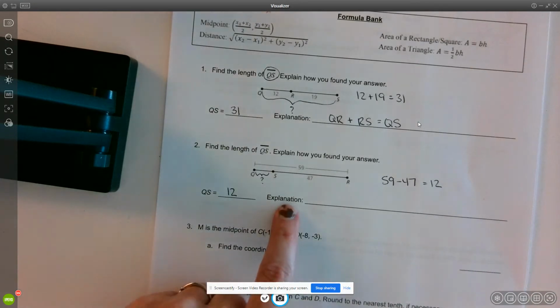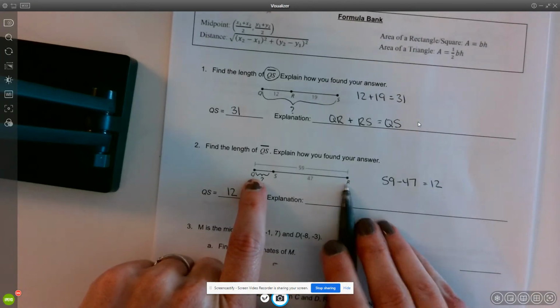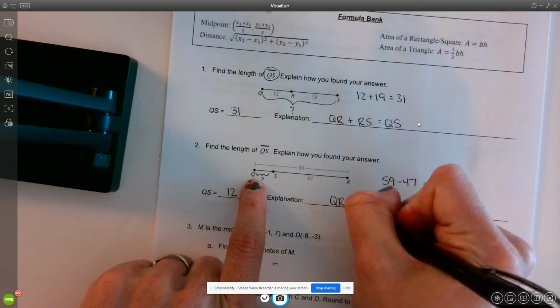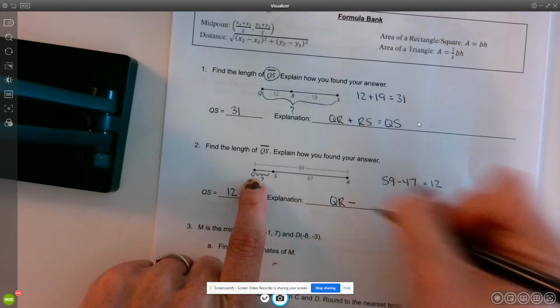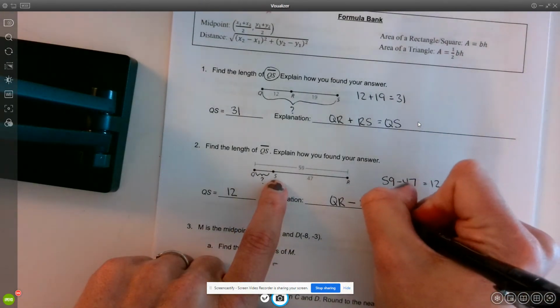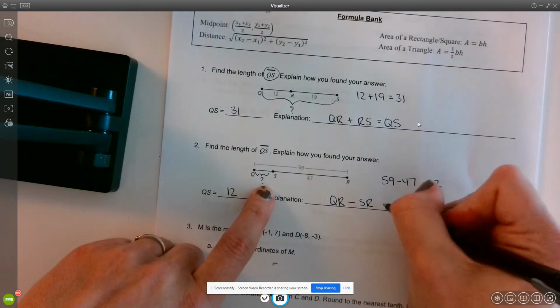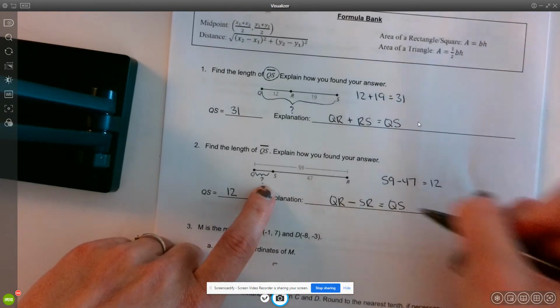And my explanation for this one is that the length of my whole line segment QR minus the length of SR should get me the length of QS.